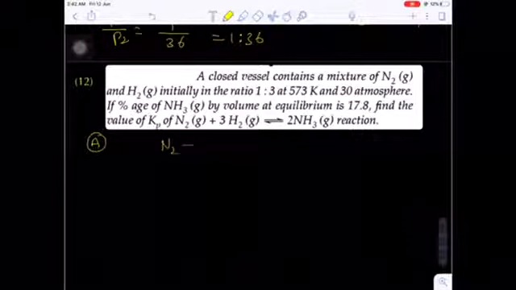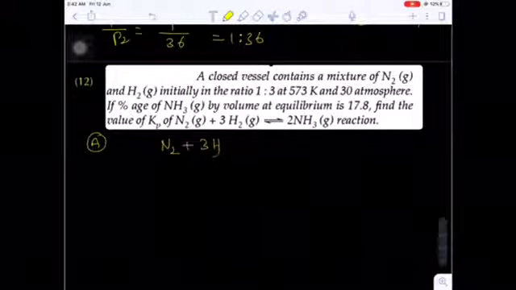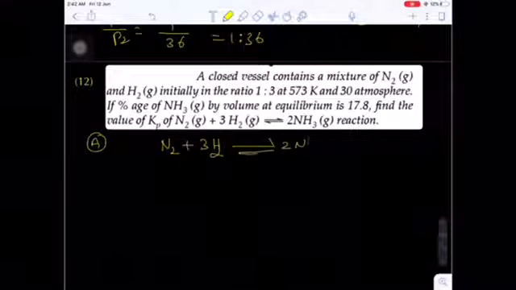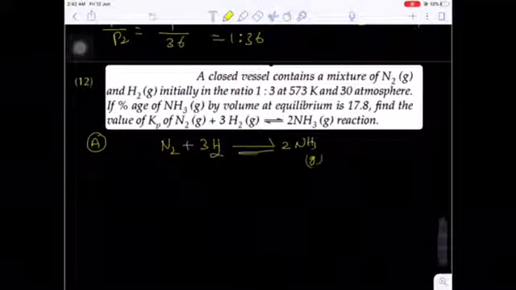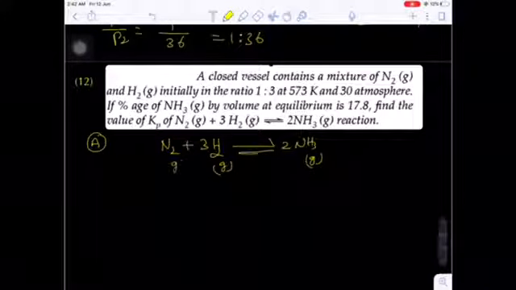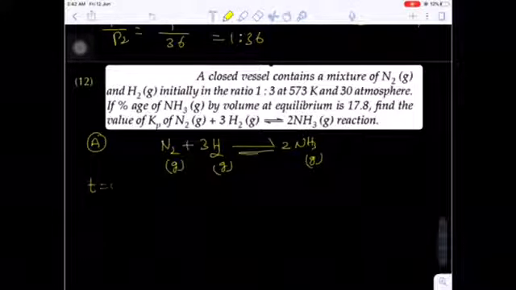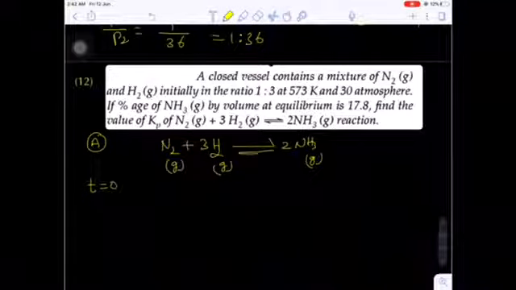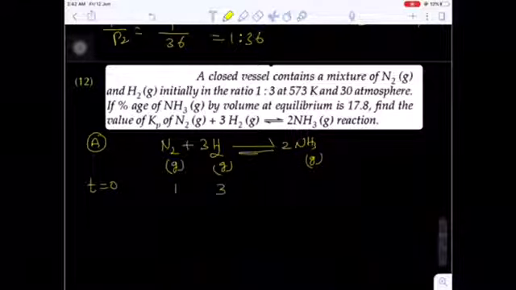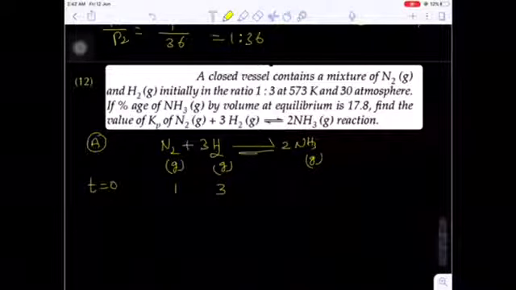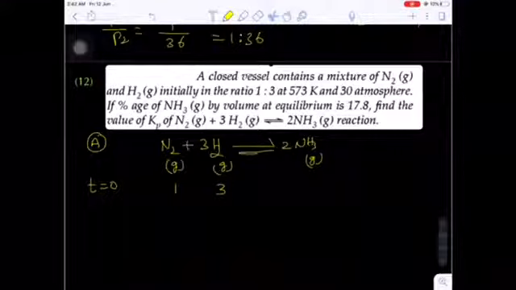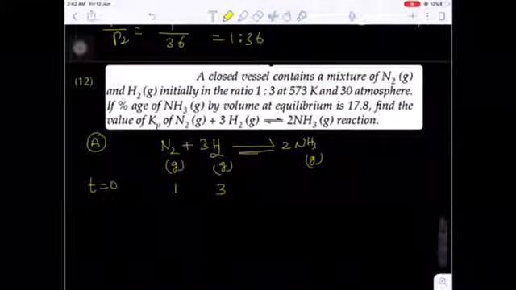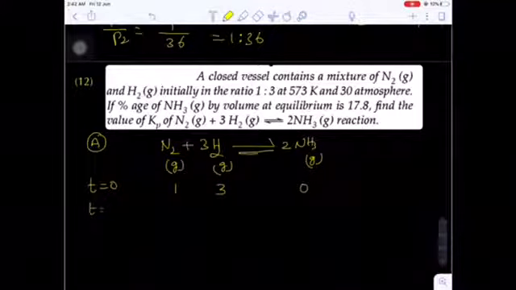First of all, what I am writing here is the equilibrium reaction N2 + 3H2 ⇌ 2NH3. This is a gas phase system. Initially you have a 1:3 molar ratio of N2 and H2, so I am taking 1 mole nitrogen and 3 moles hydrogen. You may take x moles nitrogen and 3x moles hydrogen also, but for simplification I am taking the 1:3 ratio directly.